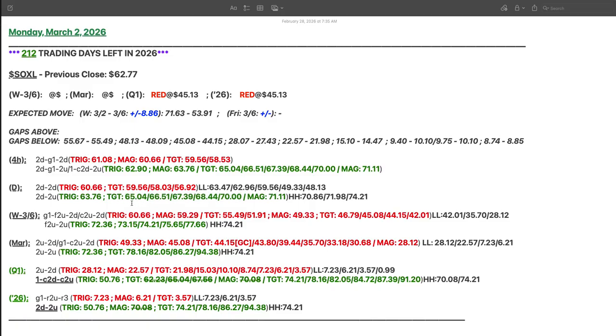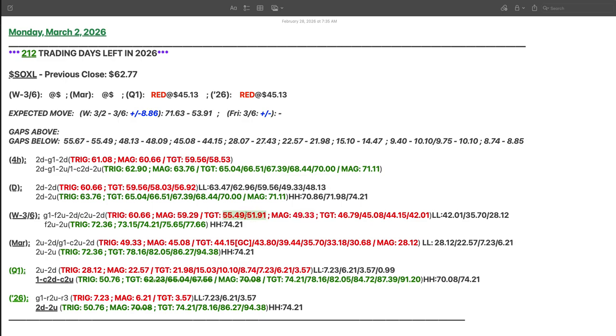Right. On the week, we've got a new week. So if we go to the downside, that would trigger a 1 failed 2 up, 2 down at 60.66. Magnitude, again, not that far at 59.29, but that would trigger this combo 2 up, 2 down. And the magnitude of that is 49.33. So we do want to keep an eye out that we don't get too far below that 59.29 level.